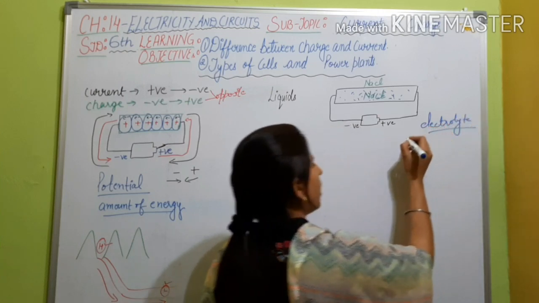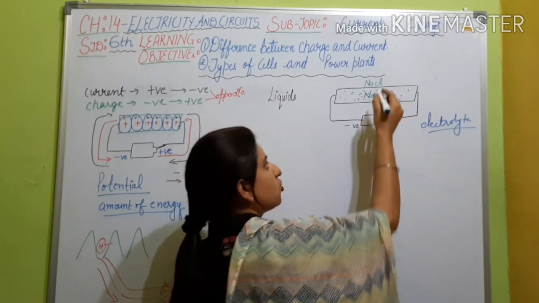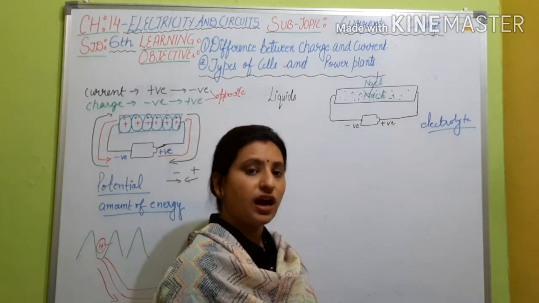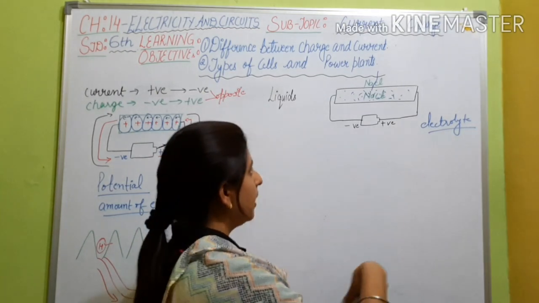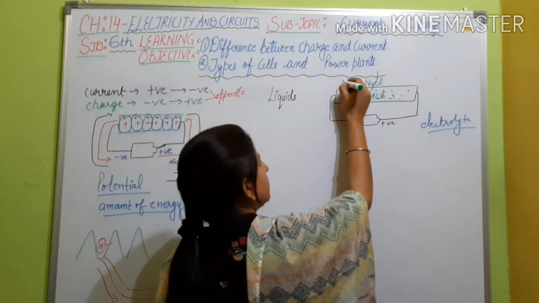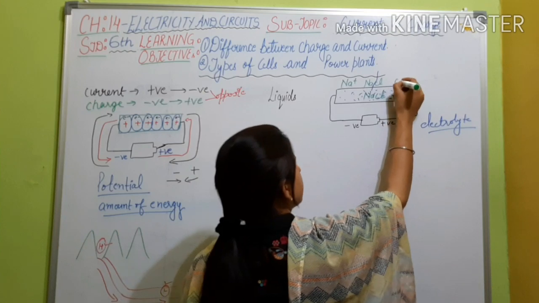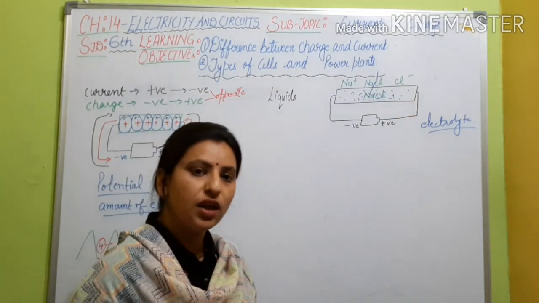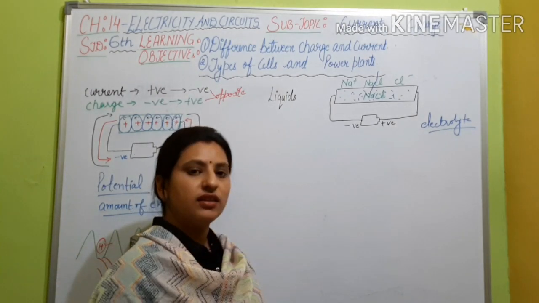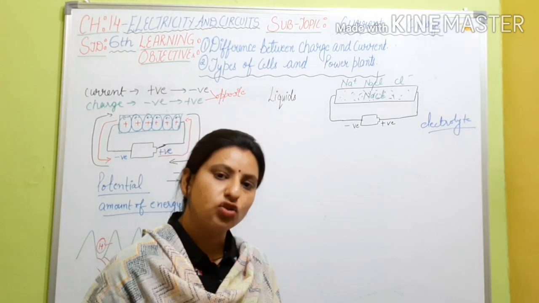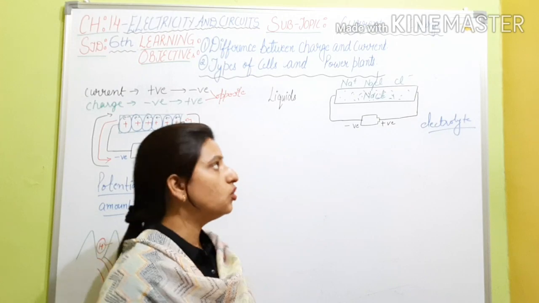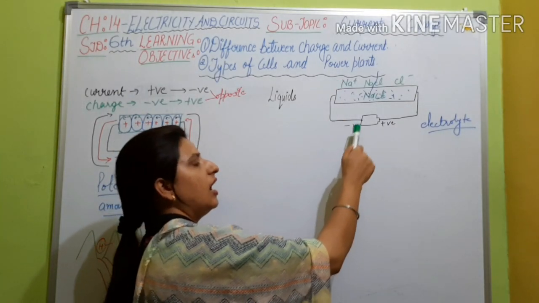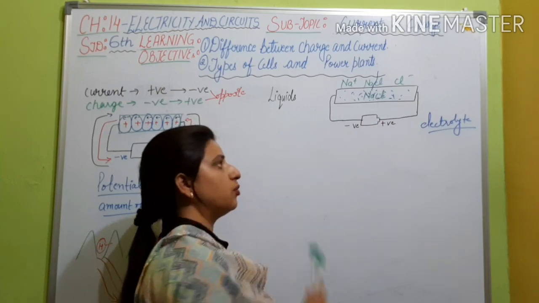So what will happen to this electrolyte? This salt will get dissociated into two kinds of ions. They will form Na positive and Cl negative. Now Na positive and Cl negative both are free. Why? Because in liquids the atoms are not tightly bound, so these ions are free to move. The positively charged ions will move toward the negative terminal and the negative ions will move towards the positive terminal.